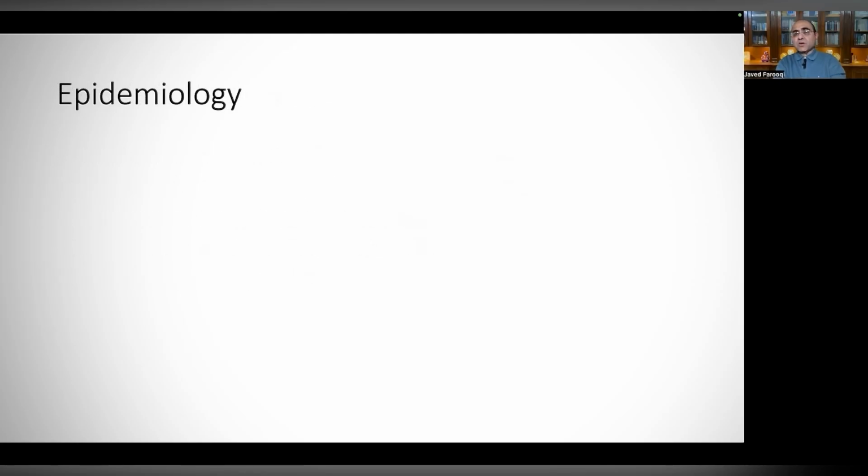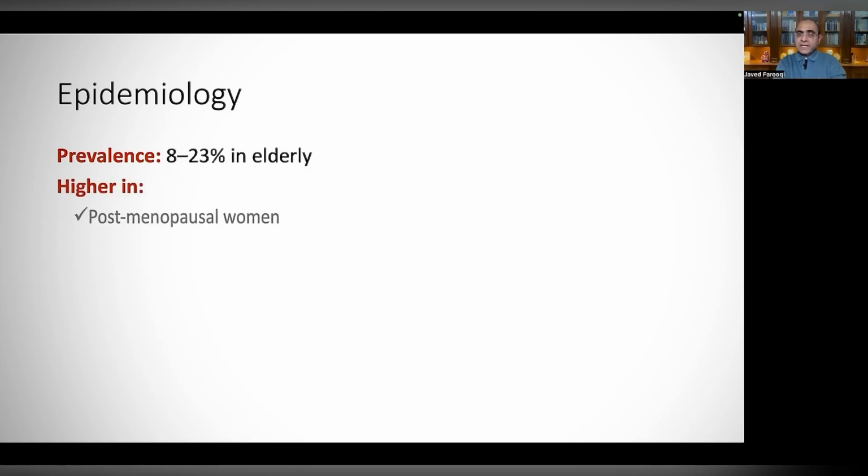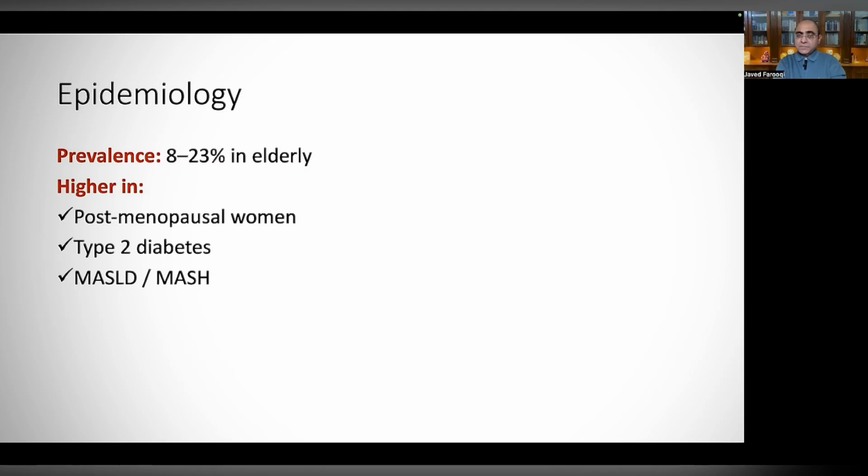The epidemiology of sarcopenic obesity: it is found in 8 to 23% of the elderly. It means almost every fourth or fifth elderly man or woman is suffering from sarcopenic obesity. It's higher in postmenopausal women, type 2 diabetes, MASLD or MASH, patients on long-term steroids, and those with a sedentary lifestyle.